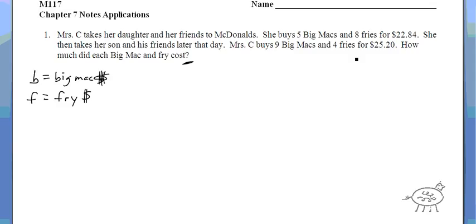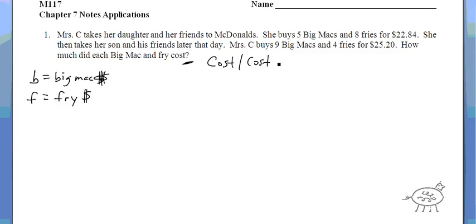So she's got two different groups of people that she's buying for, and they give you the 5 Big Macs and 8 fries and the total cost of that, and the 9 Big Macs and 4 fries and the total cost for that. I call this type of problem a cost problem, because you're really given the same thing twice.